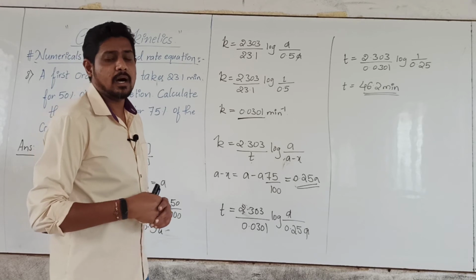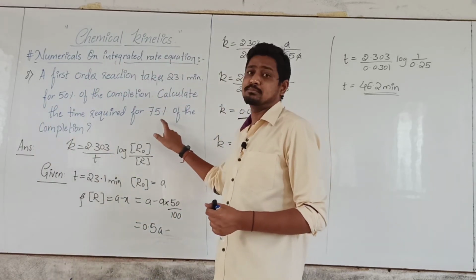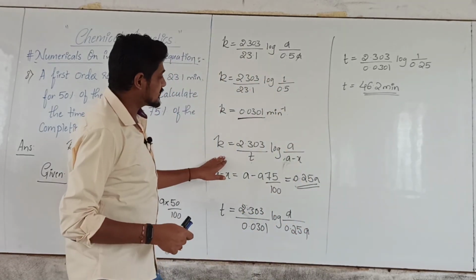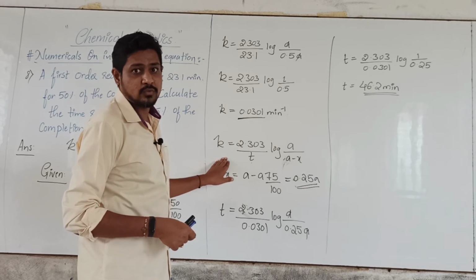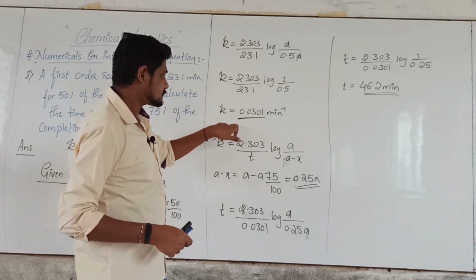What we have got is the rate constant. But what they are asking is, what is the time required for 75% completion? Then how do we calculate that? See, again write the same integrated rate equation for the first order. Now what is given? K we have already calculated here.